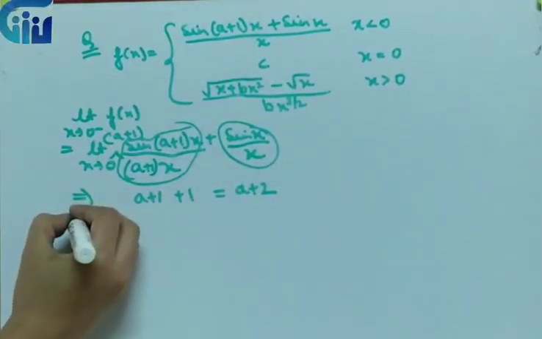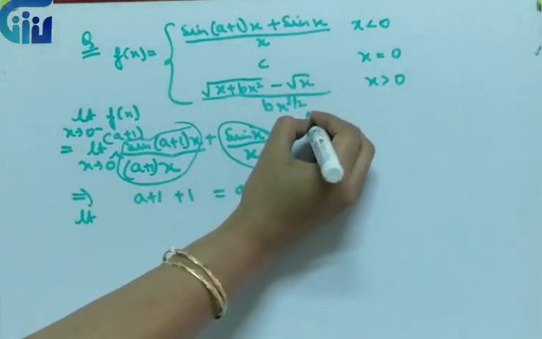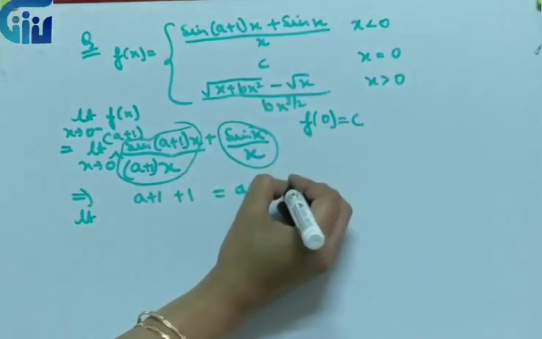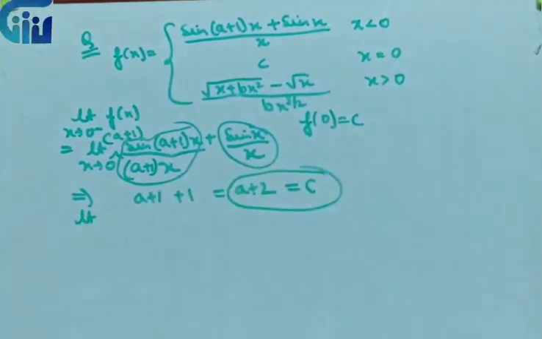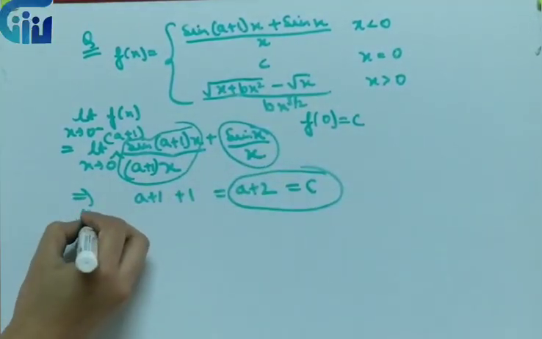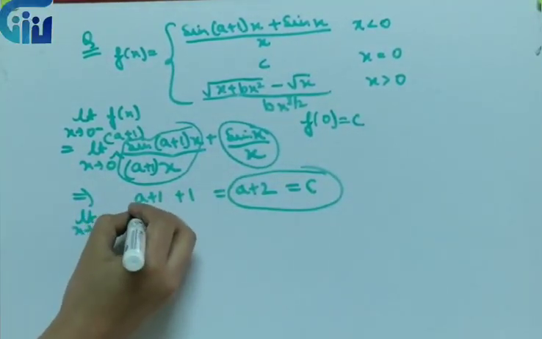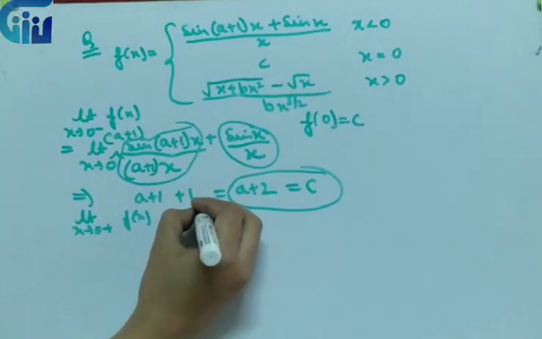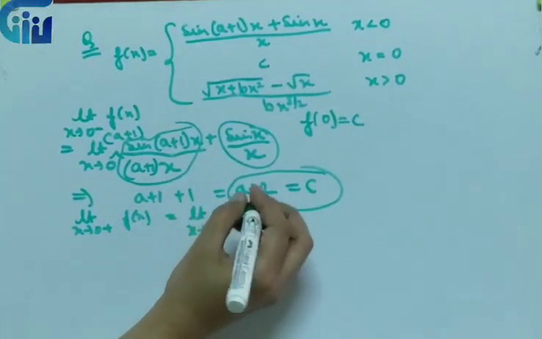Now let's solve the right hand part. f(0) is c. So this thing is equal to c. Let's solve the right hand side. So x tending to 0 plus f(x) is limit x tending to 0.